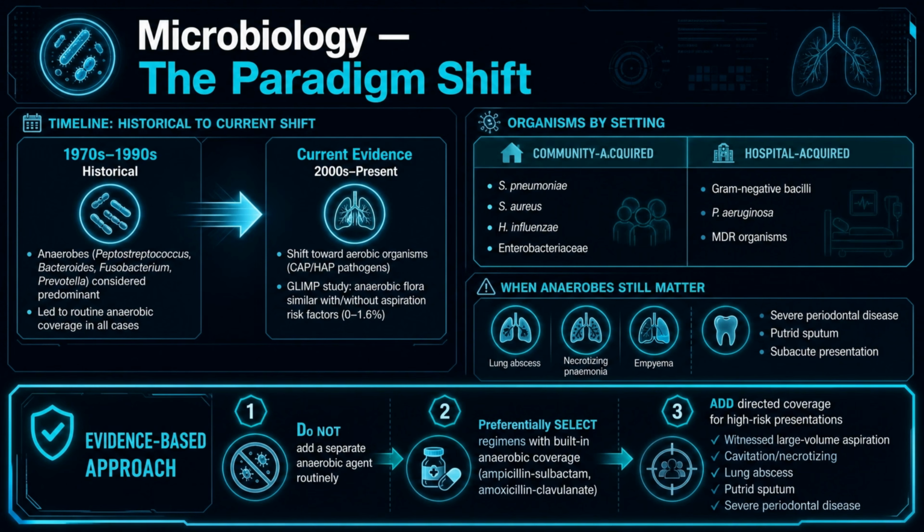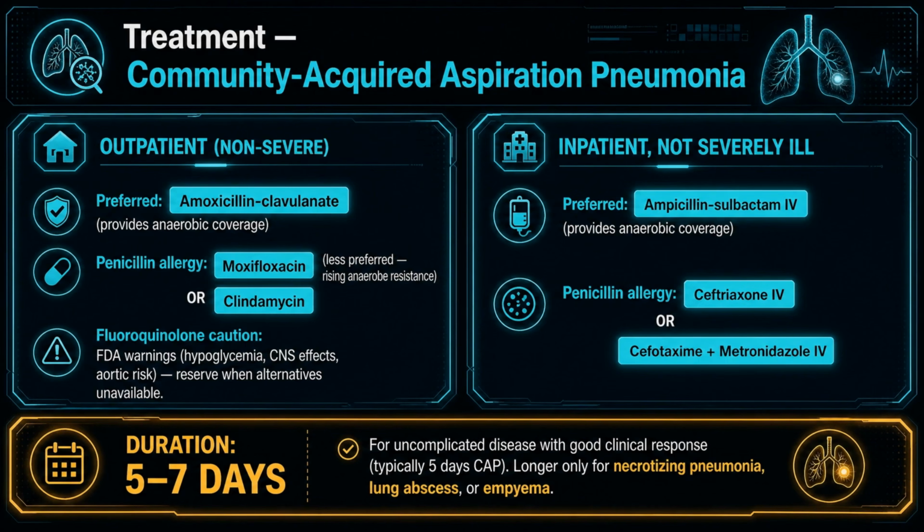The evidence-based approach is nuanced. Do not add a separate anaerobic agent routinely. Instead, preferentially select regimens that already contain built-in anaerobic coverage, such as ampicillin sulbactam or amoxicillin clavulanate. Only add directed anaerobic coverage for high-risk presentations like witnessed large-volume aspiration, cavitation, lung abscess, putrid sputum, or severe periodontal disease. Let's look at the specific, evidence-based regimens for community-acquired aspiration pneumonia.